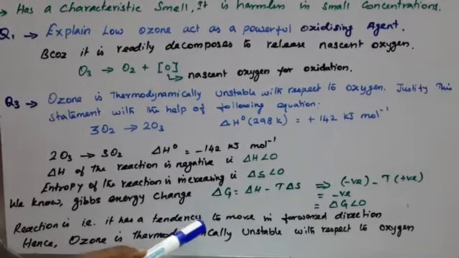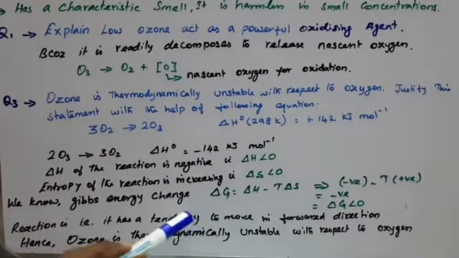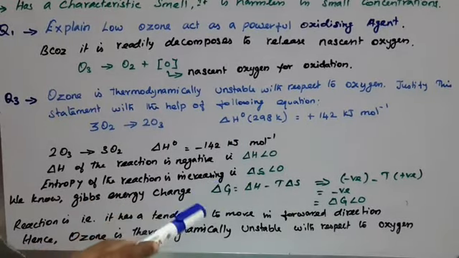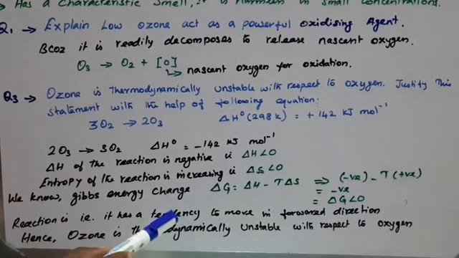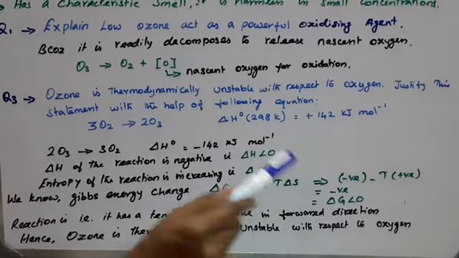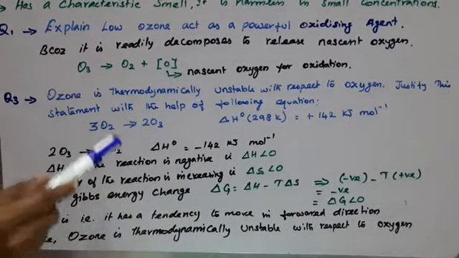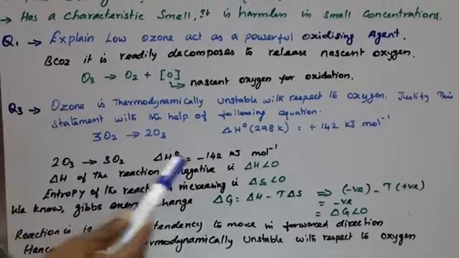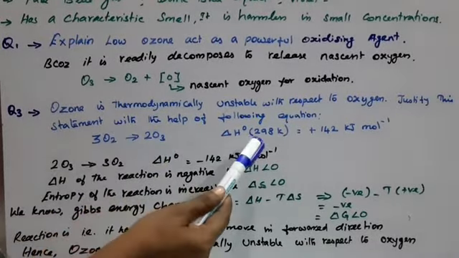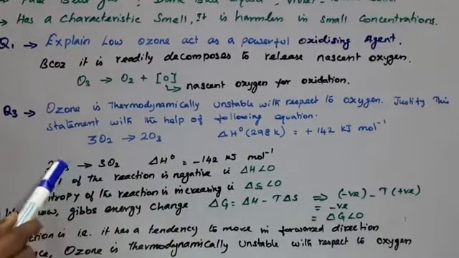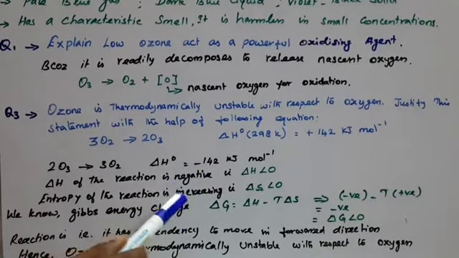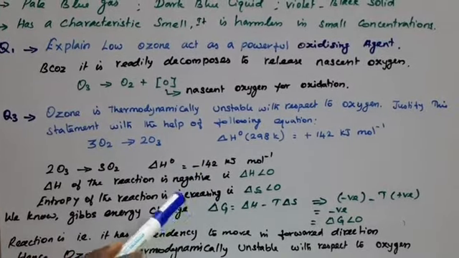So it has a tendency to move in forward reactions. All the conditions that favor forward reactions take place. So ozone is thermodynamically unstable with respect to oxygen. The conversion of dioxygen to ozone is positive in manner. At the same time, ozone to dioxygen is negative, because the Gibbs free energy change, delta G naught, is negative.